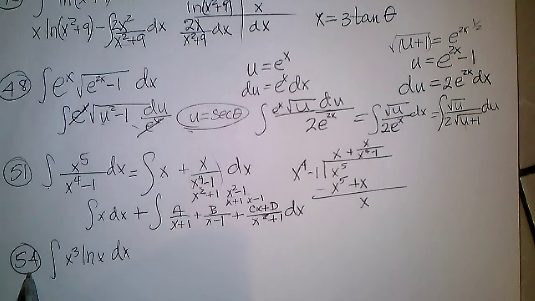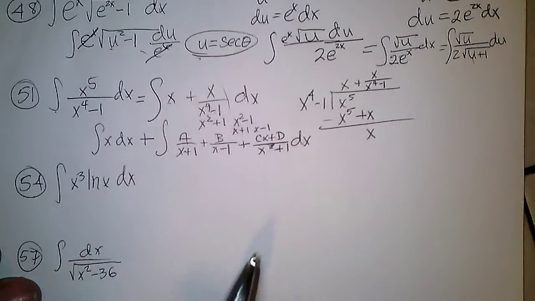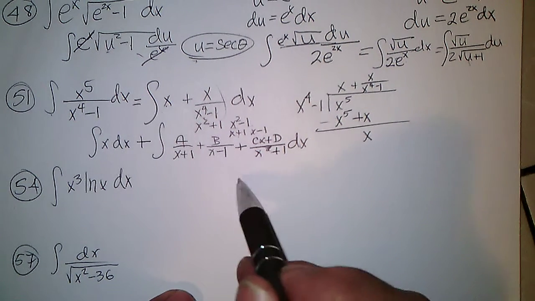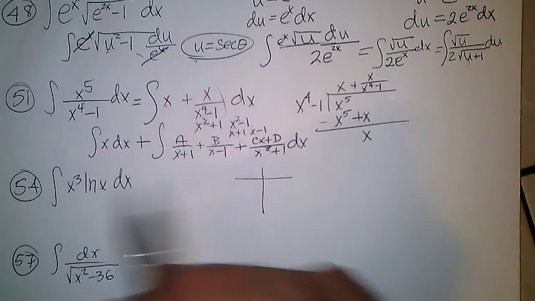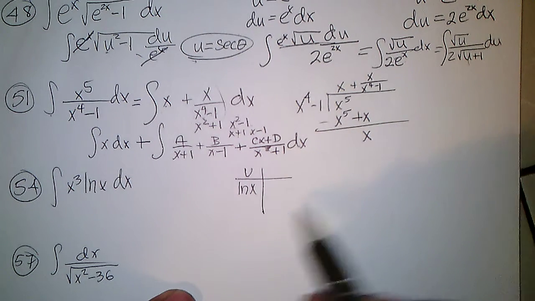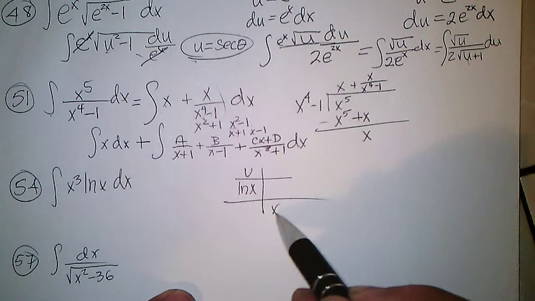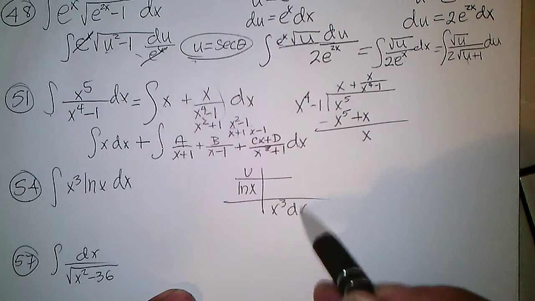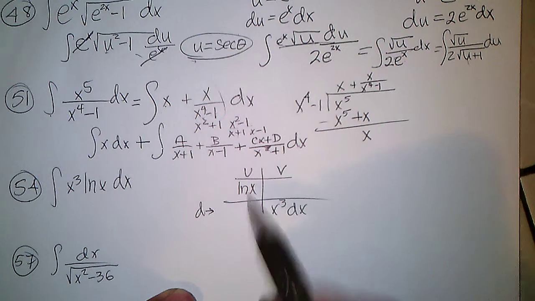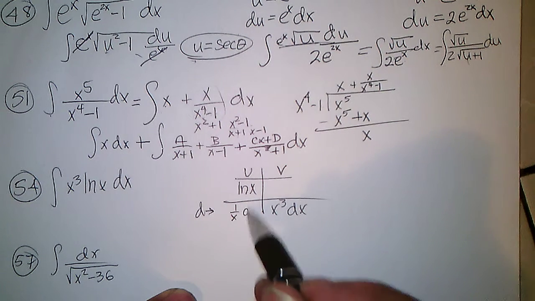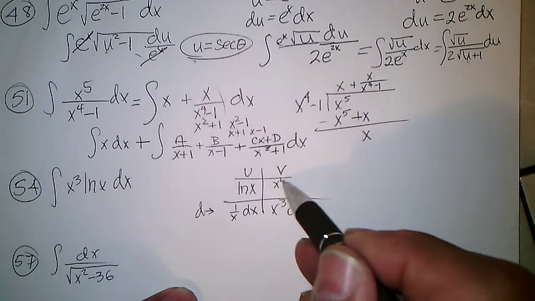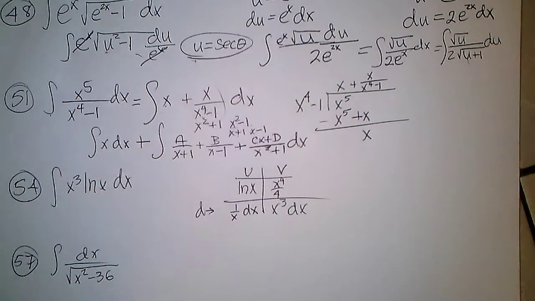On 54, 54's got this ln with some x's, and I'm thinking integration by parts, letting ln be the u and x to the 3rd dx be the dv. Derivative of this is 1 over x dx. Integral of this is x to the 4th over 4.